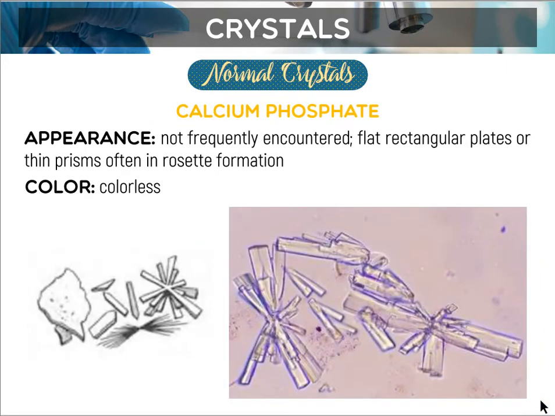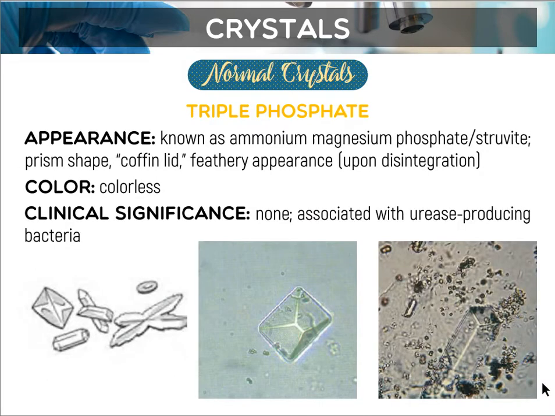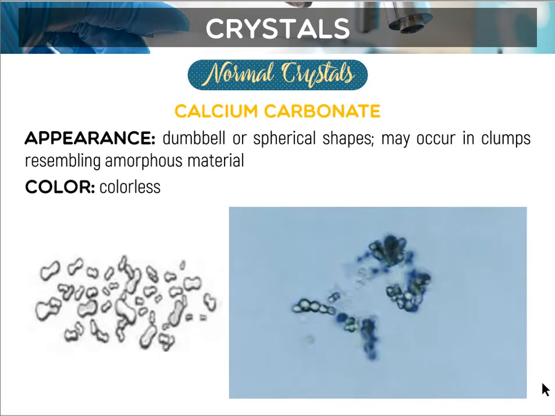So, not frequently encountered. They are seen as your flat rectangular plates or thin prisms, often in rosette formation. Okay, so, wala pud siya color. Okay, triple phosphate, your kabaong, or also known as your coffin lid. Pero if mo disintegrate ni siya guys, they will leave a feathery appearance. Okay, clinical significance, none. Pero, it is usually associated with urease producing bacteria.